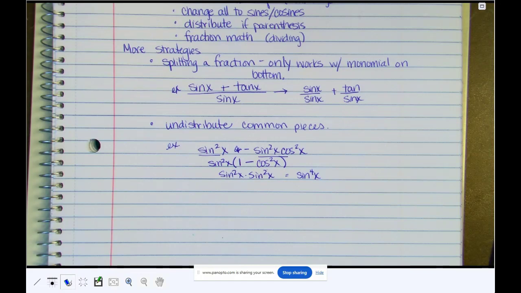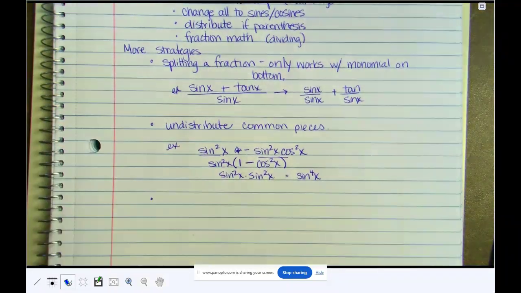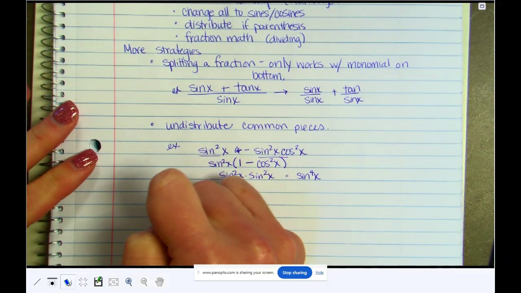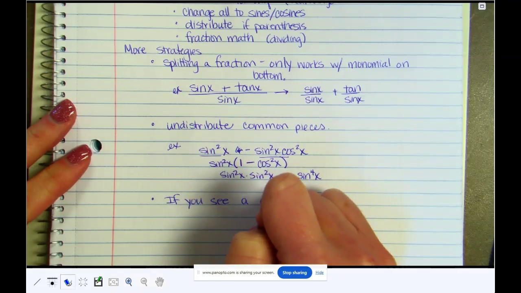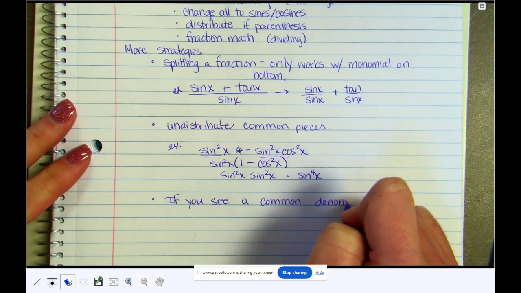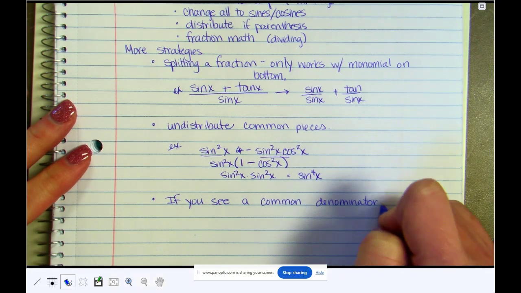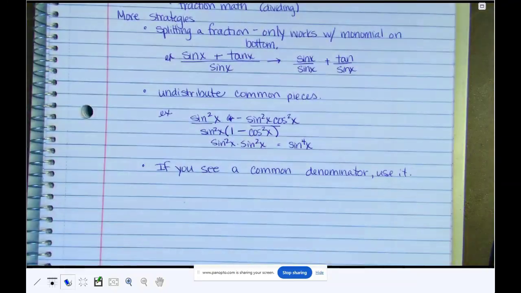Okay, so this one goes back to fraction stuff, and I've said it a couple times, but we'll write it in our notes. If you see a common denominator, use it. Okay, so let me give you an example.